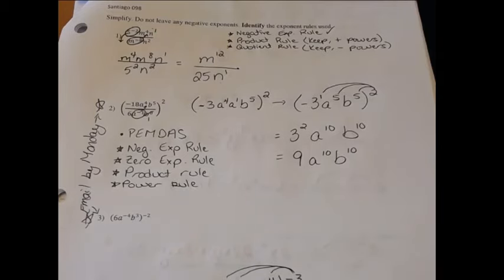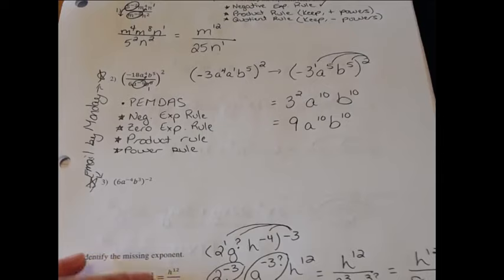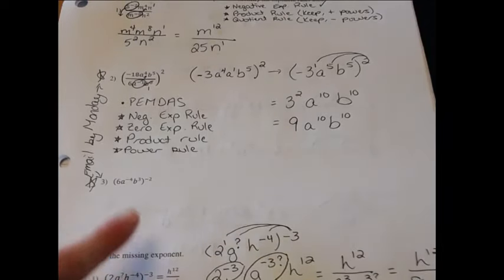Notice we took it step by step by step. Be very methodical as you move through these kinds of problems. Let's take a look at number 3. Notice in number 3 we have 6a to the negative fourth, b to the third. The entire quantity is being raised to the negative second power.